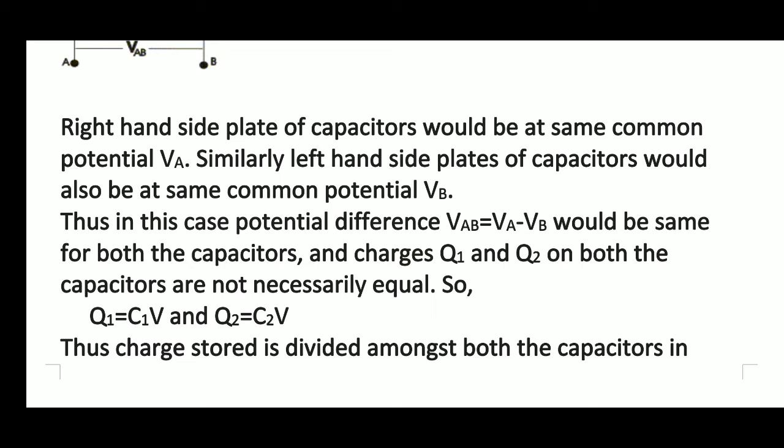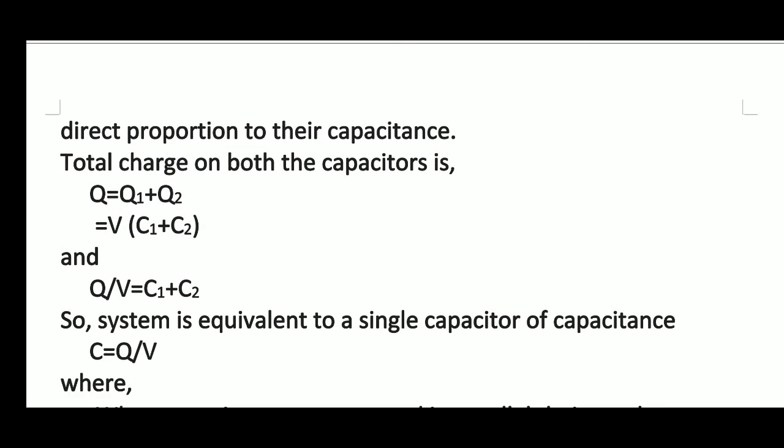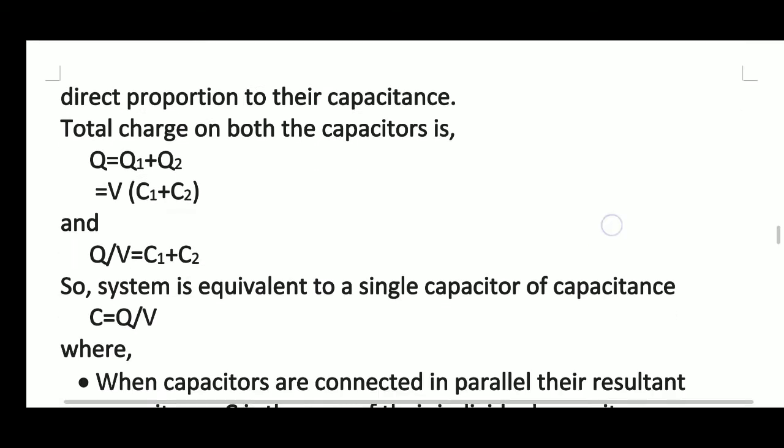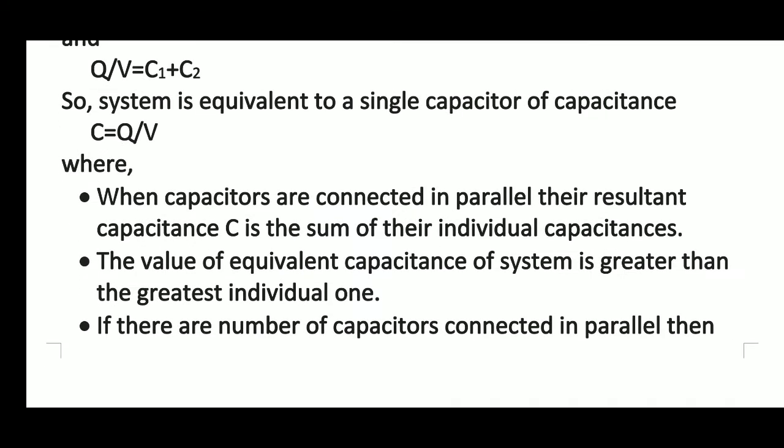So here we have Q1 is equal to C1V and Q2 is equal to C2V. Thus the charge stored is divided amongst both the capacitors in direct proportion to their capacitances. The total charge on both the capacitors is Q is equal to Q1 plus Q2 due to conservation of charge, that is equal to VC1 plus VC2, or we can say that Q upon V is equal to C1 plus C2. As we know, Q upon V is capital C, the equivalent capacitance of the capacitors. So we get C is equal to C1 plus C2.